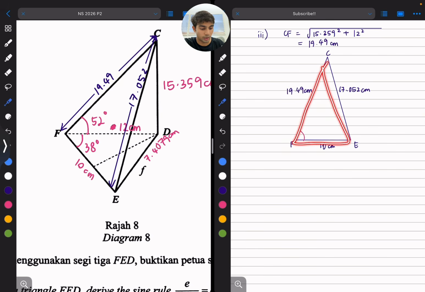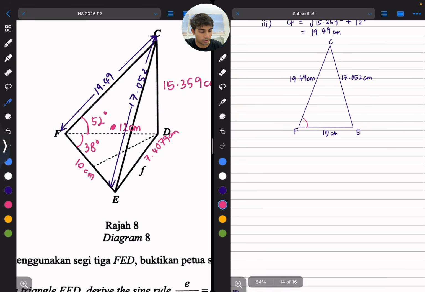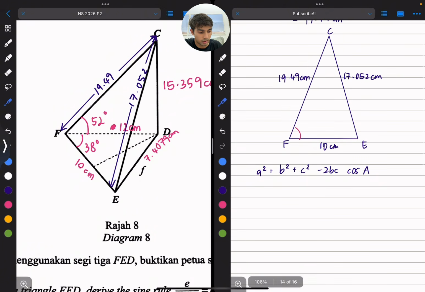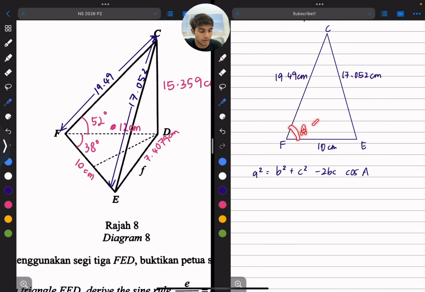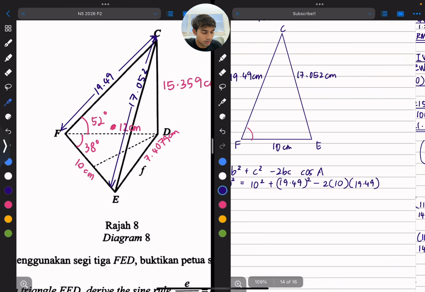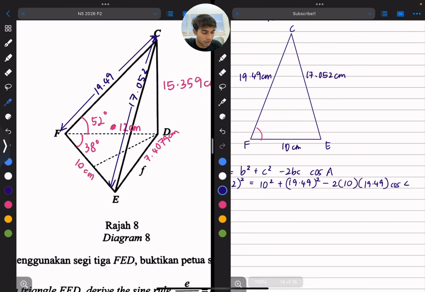So here we have three lengths, one angle, so we use the cosine rule. The cosine rule is A square equals B square plus C square minus 2BC cos A. Since this is our angle A, this will be our corresponding length A. This one can be B and C. So 17.052 square is 10 square plus 19.49 square minus 2BC cos CFE.